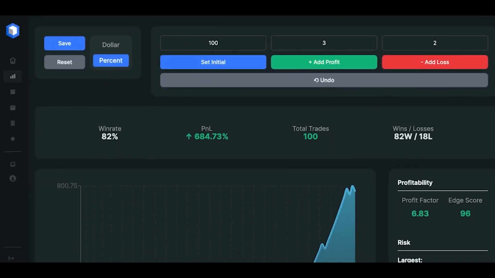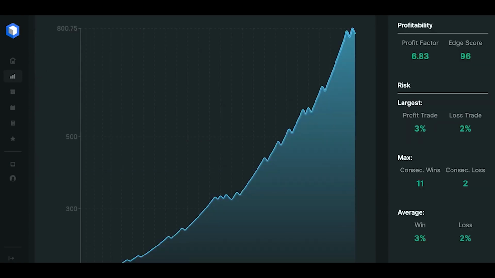So after 100 trades, the results are absolutely insane. The win rate is 82%. This is officially the highest win rate strategy on my channel. The profit and loss is also crazy high. The strategy made over 684% of profit on our account, but bear in mind this number will be different when trading live because of spreads and fees. The profit factor is 6.83 and we had 11 consecutive wins against 2 consecutive losses.